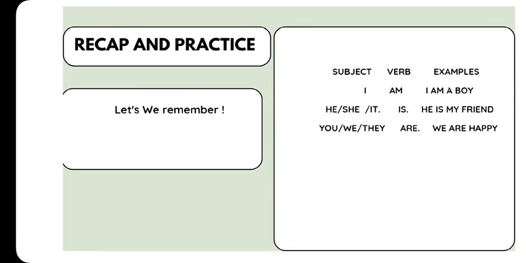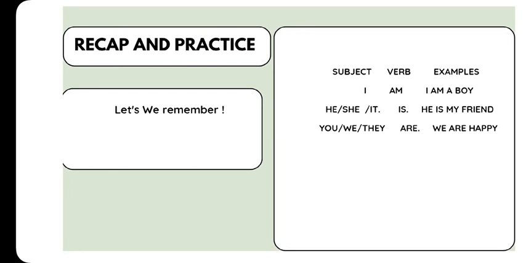When subject is he, she or it, the verb will be is. Please remember it. For example, he is my friend, she is my sister, and it is a dog.